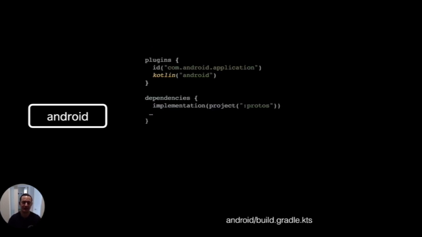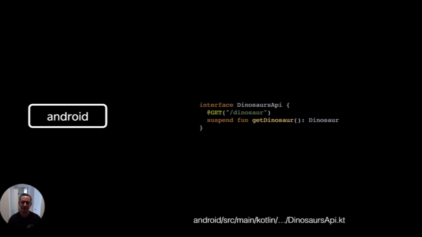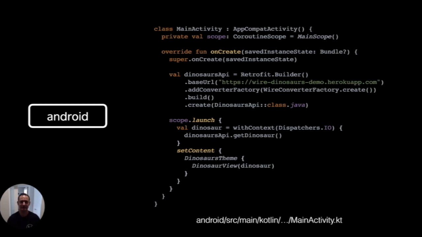Next is the Android app. We're using some standard plugins here, and we also add the dependency on our Protos module. We'll be using Retrofit for basically for networking because it's easy to set up Retrofit to understand Protobuf and Wire messages. And in the spirit of a well-known anti-pattern of having everything in our main activity, we'll be setting everything up in our main activity.